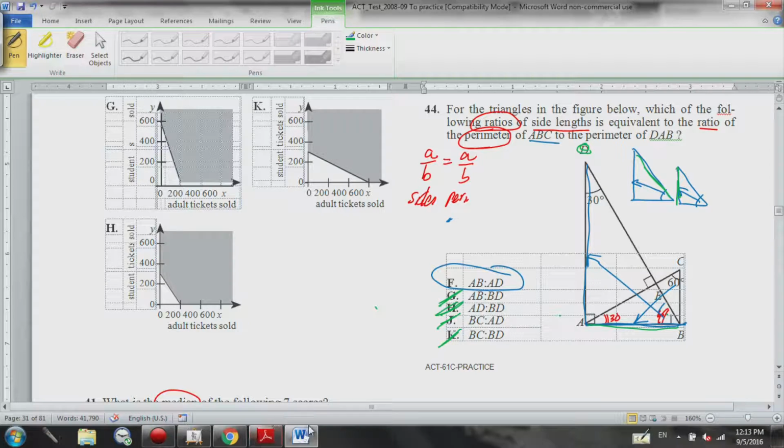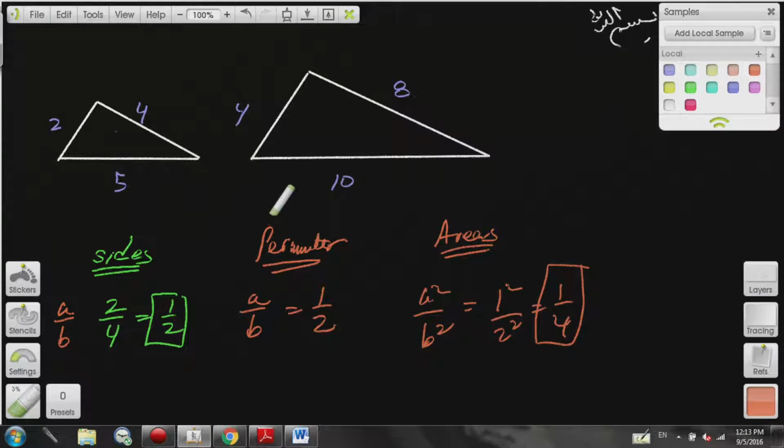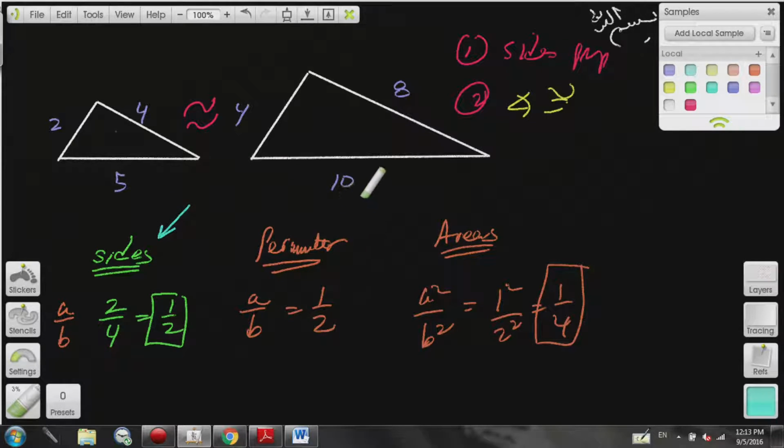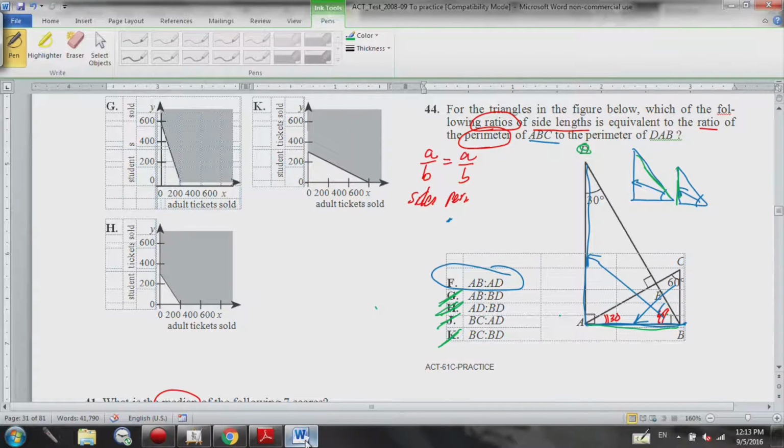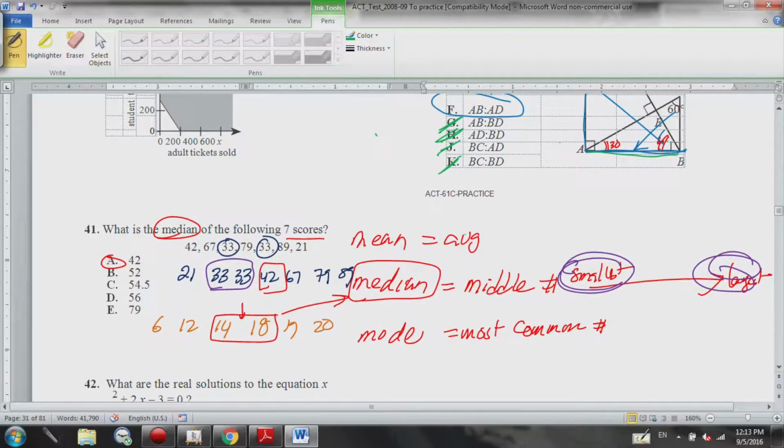This is a very nice question. It tests whether you know what it means for two triangles to be similar, and that means the sides are proportional and the angles are congruent, correct? That's what it means for two figures to be similar. And you have to know the side ratio is the same as the perimeter ratio, and the area ratio is the square of the ratio of the sides. Okay, that's that.